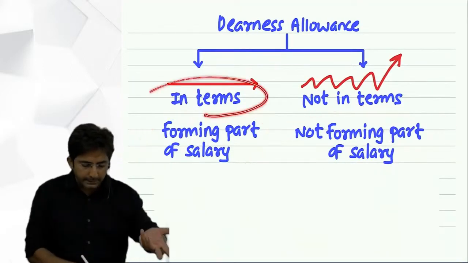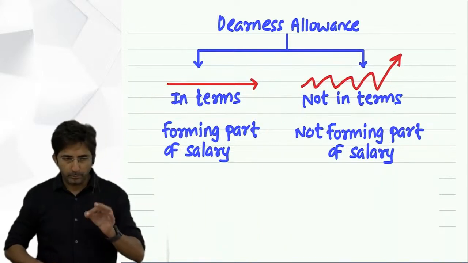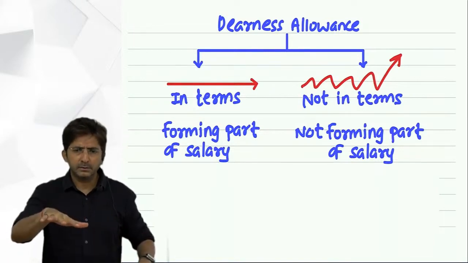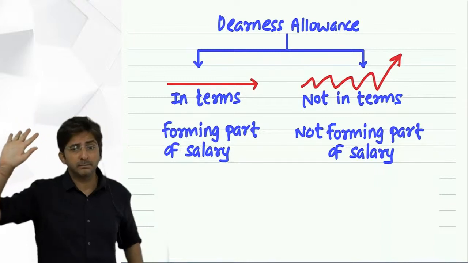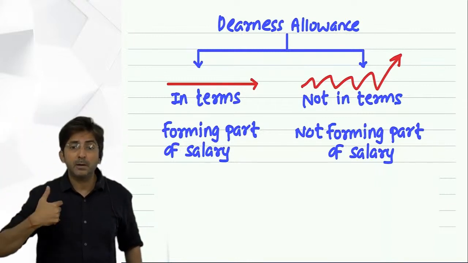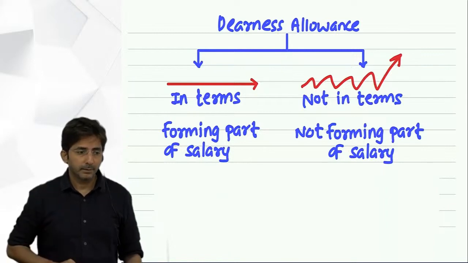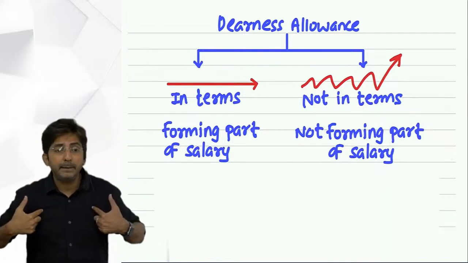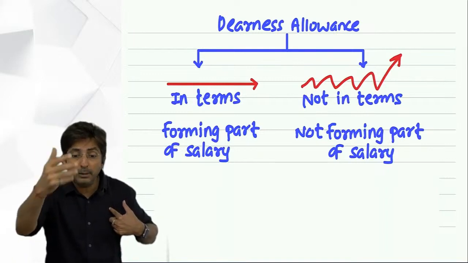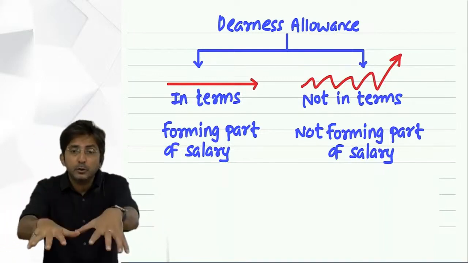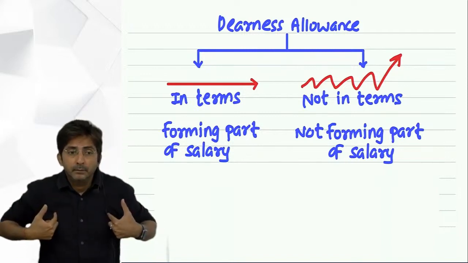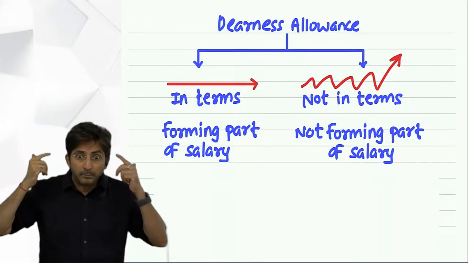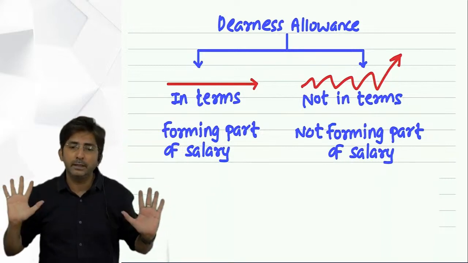It is also sometimes called as in terms, not in terms. So now look here. Imagine I am your boss, and I tell you, you will get a dearness allowance, but it will not fluctuate as per inflation. It will increase as per my terms. Although dearness allowance is meant for inflation, I am your boss, I am telling you, don't talk about inflation in the market. If I want to increase your DA, I will increase as per my wish. Means if your dearness allowance doesn't move as per inflation, it goes as per the terms and conditions of the boss. It is called in terms.